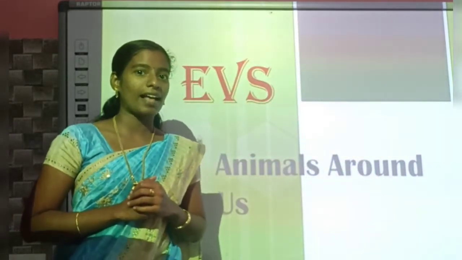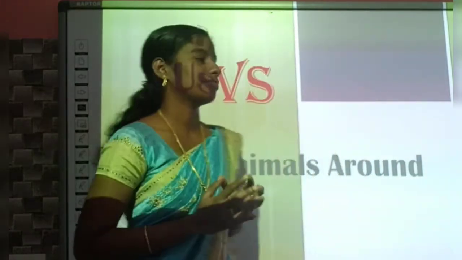Animals around us. What are the animals you know? Any animals? Can you say the names? For example, elephant, then dog, cat, hen. These are all the animals. Many animals. Lion, tiger, giraffe, deer, zebra. Then many animals we know, right? So today we are going to learn some features of these animals.